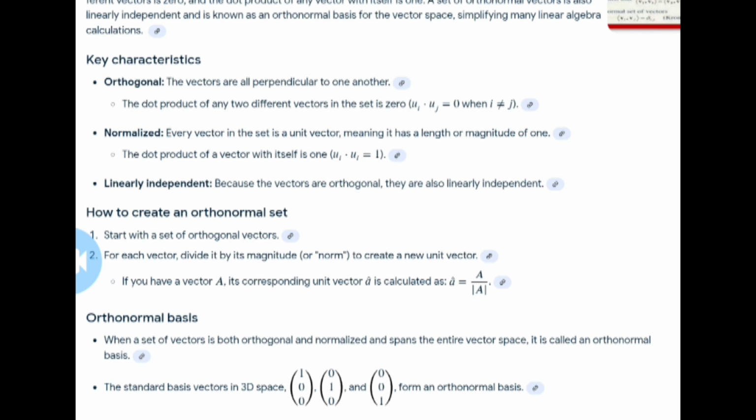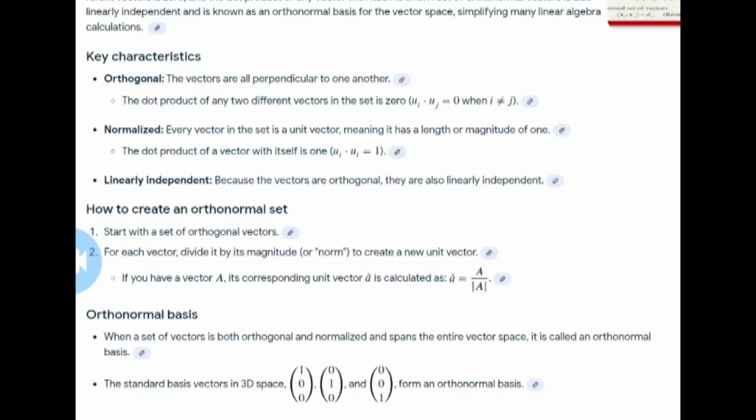Key characteristics of orthogonal are: the vectors are all perpendicular to one another, which means the vectors are at 90 degrees. So for example, the x component is 90 degrees with the y component, and the z component is 90 degrees with both the x and the y component. So that is what orthogonal means. The dot product of any two different vectors in the set is 0. ui dot uj equals 0 when i is not equal to j. So if you multiply, it becomes 0.